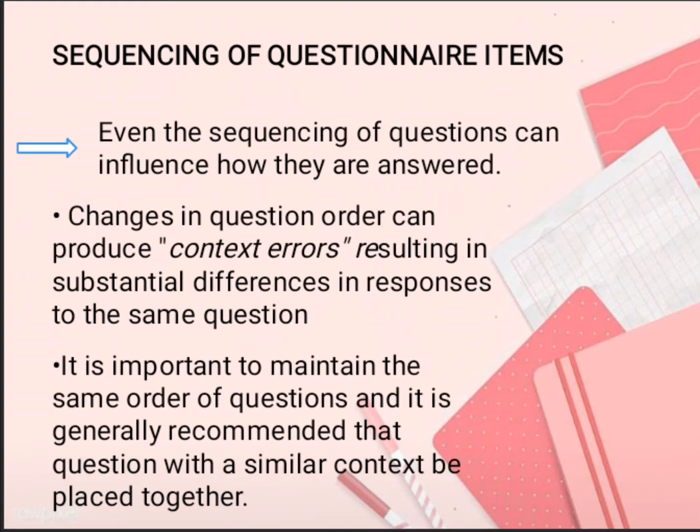Even the sequencing of questions can influence how they are answered. Changes in question order can produce context errors, resulting in substantial differences in responses to the same question. Due to the effects of context, it is important to maintain the same order of questions if a survey is being repeated in order to investigate trends. It is generally recommended that questions with similar context be placed together.